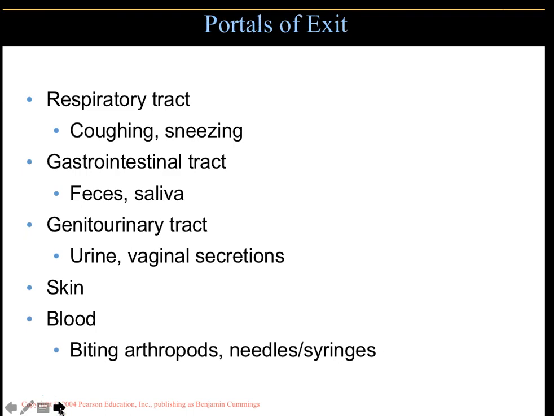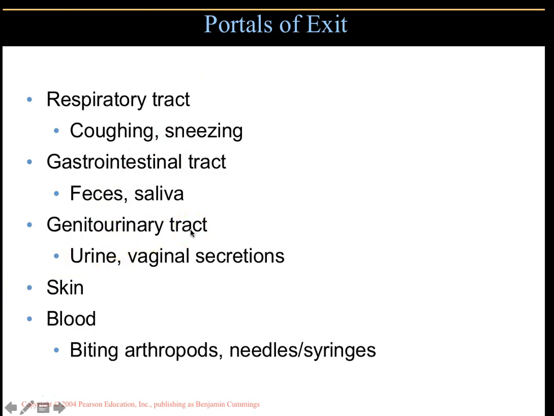Portals of exit. This is the last slide. So with portals of exit, how can a pathogen inside of you become infectious to other people? You can have the respiratory tract, people cough, people sneeze. You can have the GI tract, saliva, feces. And so if there's not a lot of sanitation, if you have water that's contaminated and people drink it, then they can get GI tract pathogens.